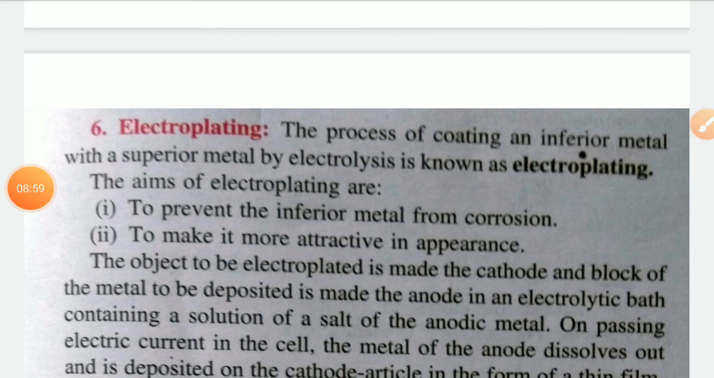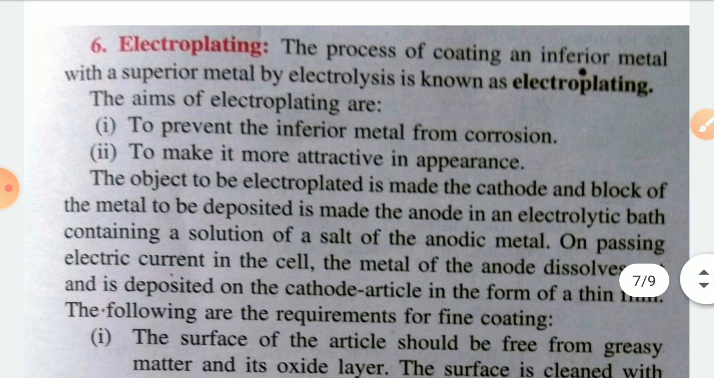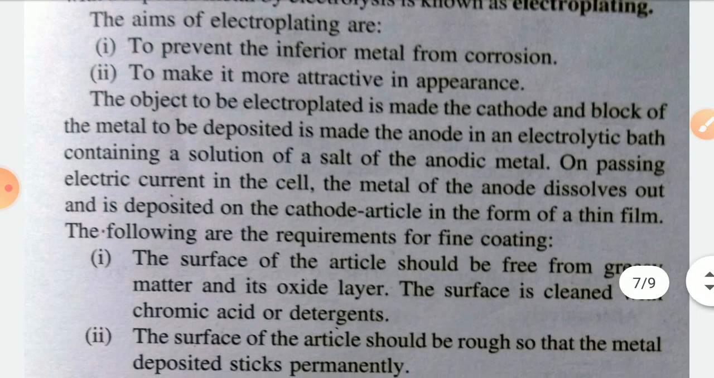The purposes of electroplating are, first, to prevent the inferior metal from corrosion. Second, to make it more attractive in appearance. The object to be electroplated is made the cathode, and a block of the metal to be deposited is made the anode in an electrolytic bath containing a solution of a salt of the anodic metal.